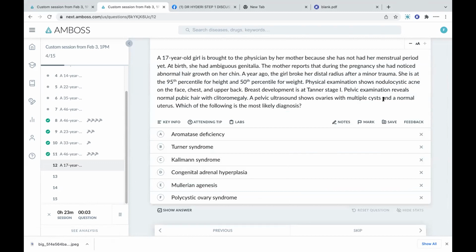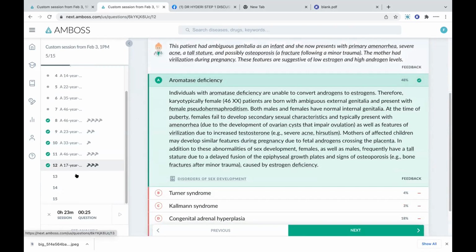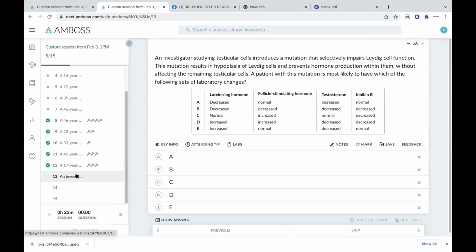Okay, next one. Pelvic ultrasound shows ovaries with multiple cysts and then normal uterus. Which of the following is the most likely diagnosis? 17-year-old girl is brought to the physician because she has not had her menstrual period. The mother reported that during her pregnancy, she noticed abnormal hair. Oh, this is very easy, right? This is which one? Fast answers, please. This is PCOS or aromatase deficiency. This is aromatase deficiency.